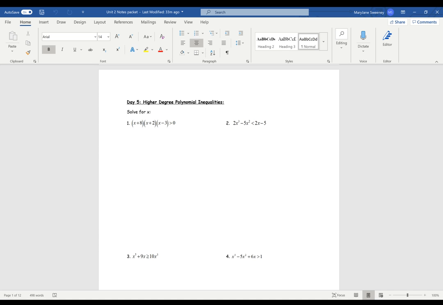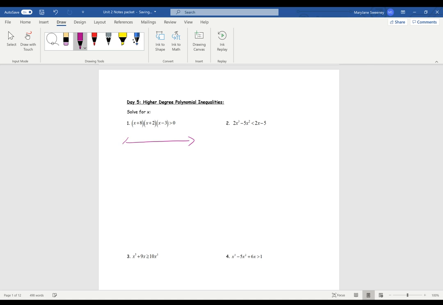So for the first one there, now the first one is nice because it's already factored for us. So I can automatically go to doing my number line. So I want to think what makes each of those factors 0. The first one, -8. Next one, -2. Next one is 3. I always want to put them in order the way they would go on a number line. So I don't necessarily want to do them in the order they are from left to right.